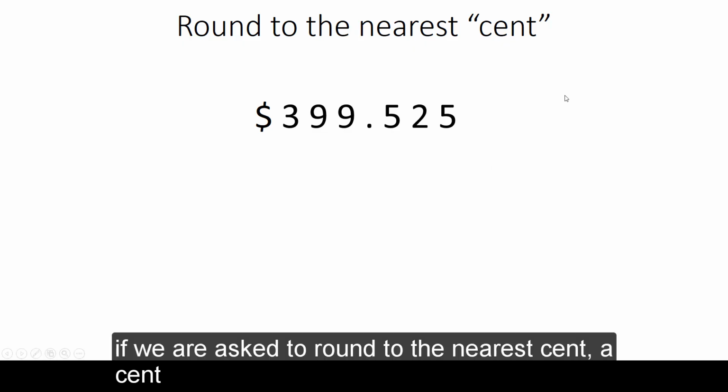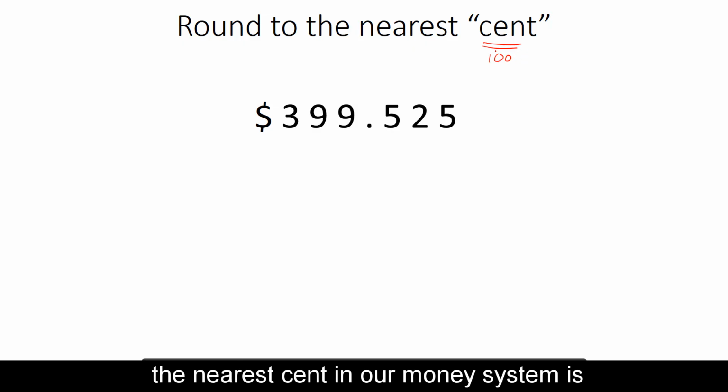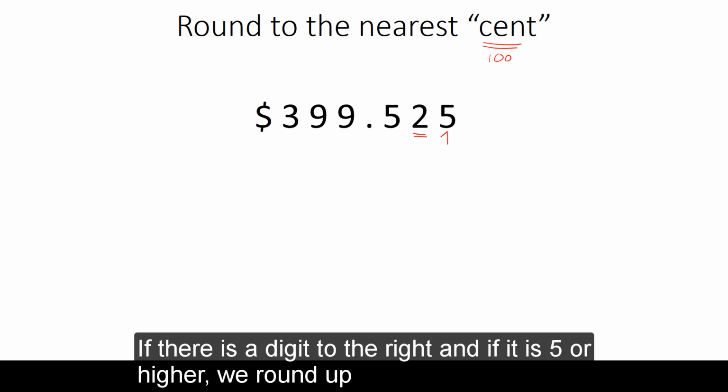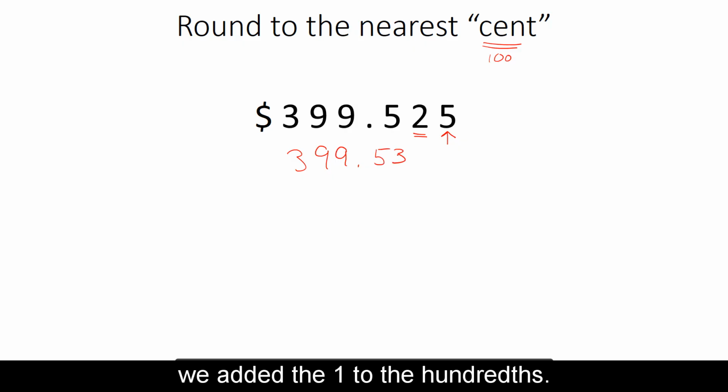If we are asked to round to the nearest cent, okay, cent, Latin word for 100, centuries, 1 cent we know is 1/100th of a dollar. So when they talk about the nearest cent, they're talking in our money system to the nearest hundredth. So the 2 is in the hundredths position. So as always, we look if there is a digit to the right, which in this case there is, it's a 5. 5 or higher, we round up. So 399 and 53 1/100ths, because we added the 1 to the 2.